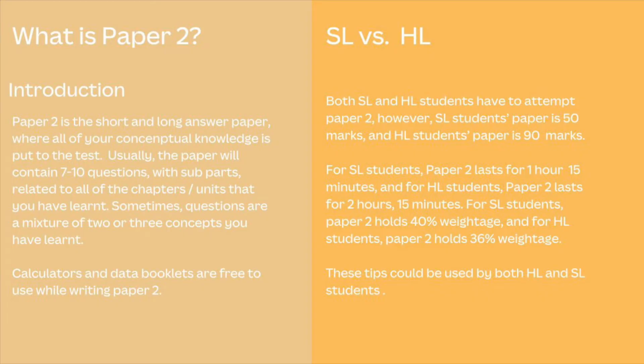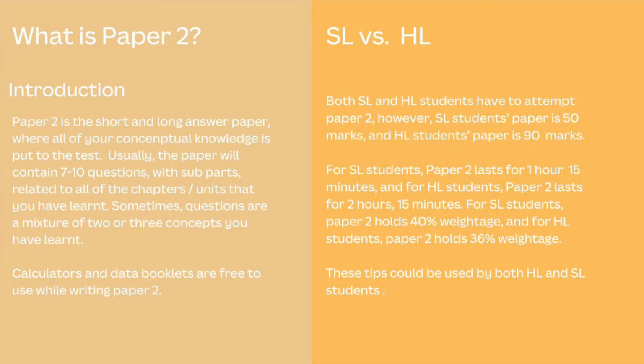Paper 2 is sort of the short and long answer paper where all of the conceptual knowledge on the content is put to test. The paper usually has 7 to 10 questions, with each question having multiple subparts. Sometimes the questions are a mixture of various concepts or units that you have studied, hence it is important to have clarity on all of the topics. Now, unlike in paper 1, calculators and the data booklet are required for this paper due to the numerical based questions.